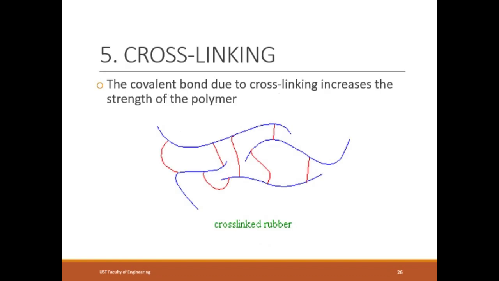And then we have cross-linking, which I have already discussed in the previous slide about vulcanization. So again, cross-linking is basically holding polymer chains together. Here, there are some molecules that will hold polymer chains which would resist any deformation caused by some external forces. In general, cross-linking increases the strength of the polymer.